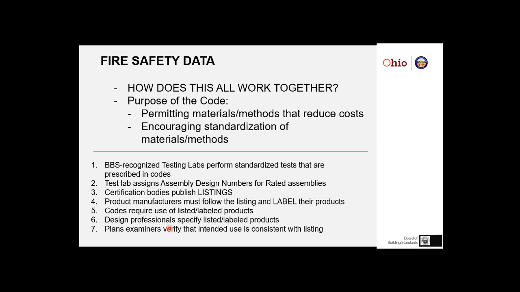So we have this whole process that's laid out. The codes require use of listed and labeled products. The design professionals are obligated to specify listed and labeled products. The plans examiners are supposed to verify that the listed and labeled products are being used and that they're being used consistently with the listing. And then finally, the inspectors can verify by looking at that label that the correct and approved product has been installed.